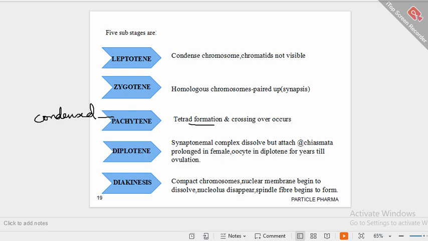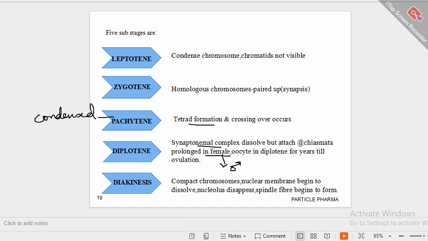This takes place in pachytene. Next is diplotene. So here the synaptonemal complex dissolves. The complex through which sharing was taking place will get dissolved, but they will remain attached at the chiasmata, which is prolonged in females but cannot be seen in males. In males it will happen then and there, but in females it will be long. I mean it is a years-long process. Till ovulation they will be attached.